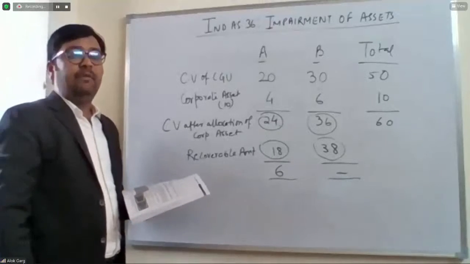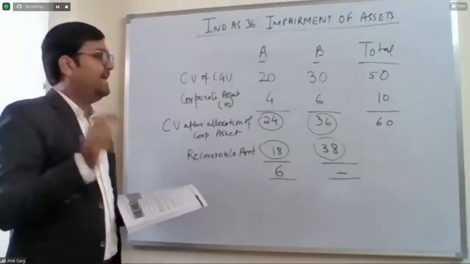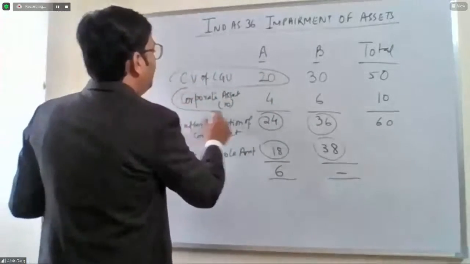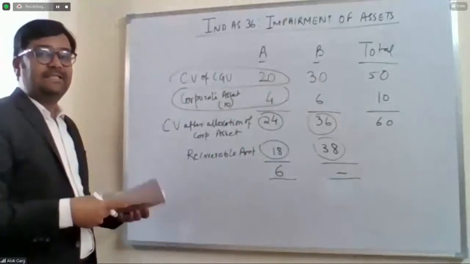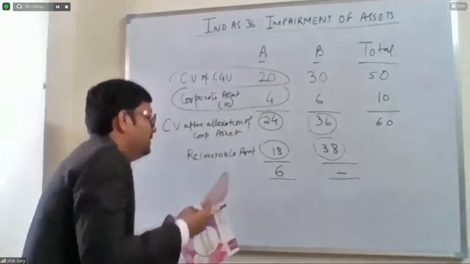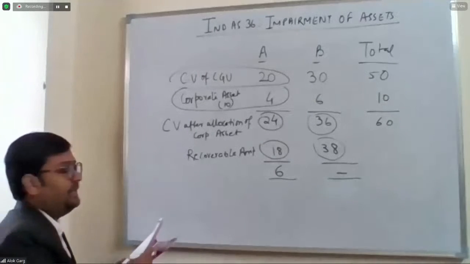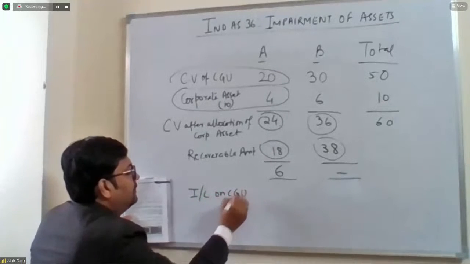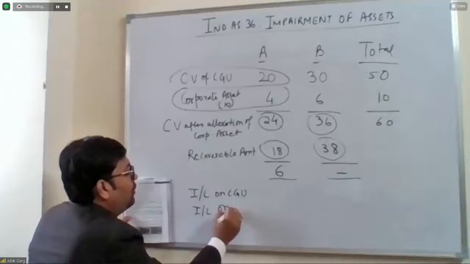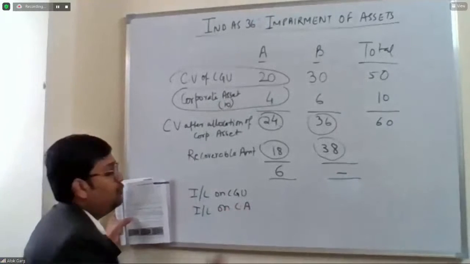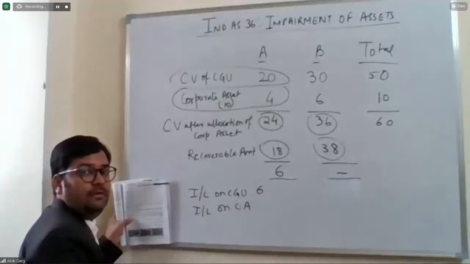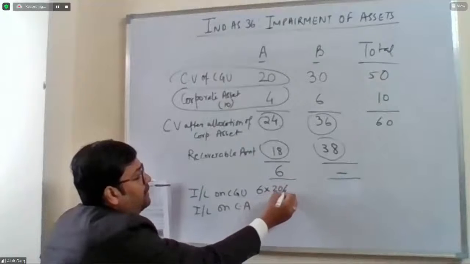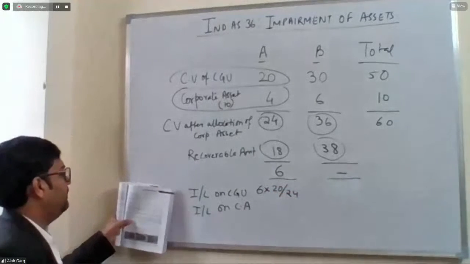Now the question is, how much of impairment loss has to be allocated to the assets other than the corporate asset and the corporate asset? Okay. So friends, in this case, the impairment loss on CGU has to be allocated as impairment loss on CGU and impairment loss on corporate asset. So total impairment loss is 6 million. The value of the asset other than corporate asset is 20 million. The total value including corporate asset is 24 million.